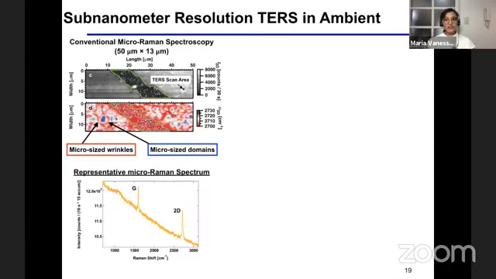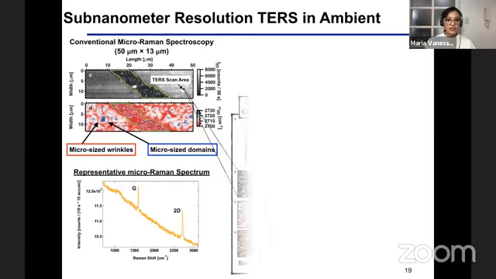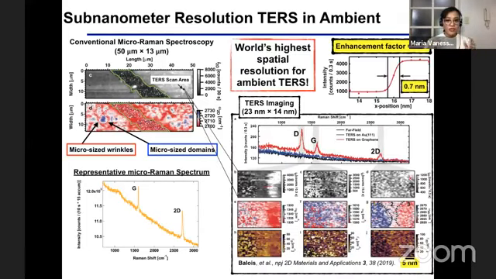Now, the beauty of the STM is that you can control very well the tip-sample distance, which means that the stability is very nice. And using this system, we were able to get a very high spatial resolution of 0.7 nanometers. And this is currently the world's highest spatial resolution for ambient TERS.